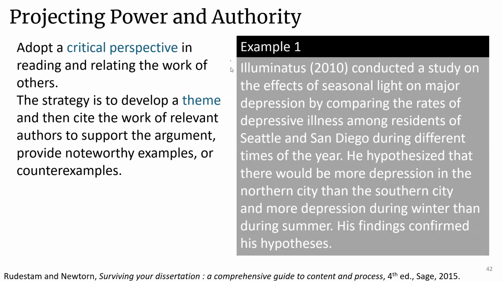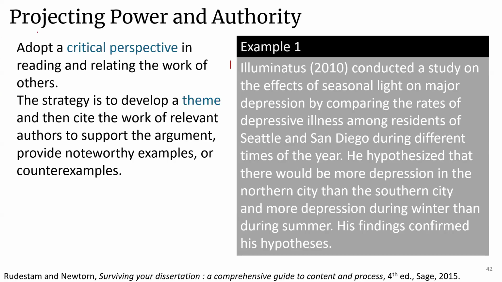It's an easy example. Illuminations Datus 2010, a fictitious character, conducted a study on the effects of seasonal light on major depression by comparing the rates of depressive illness among residents of Seattle and San Diego during different times of the year. He hypothesized that there would be more depression in the northern city than the southern city and more depression during the winter than during summer. His findings confirmed his hypothesis. So when you read this paragraph, you realize that it is just repeating what Illuminations has said, and the total authority of that statement is with Illuminations.